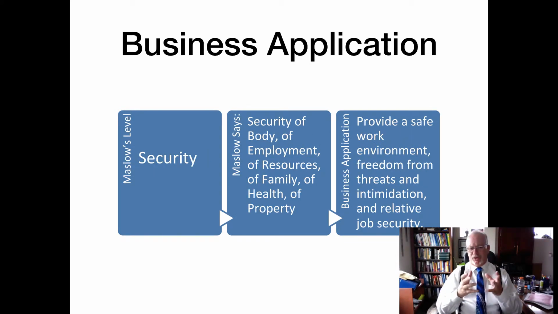And when we look at the security needs here, what we see is Maslow said we need security of our body, we need security of our employment. So we need to perceive some form of stability, in other words, right? In our employment, in our resources, in our family. We even want to see stability in our health, right? And in our property.